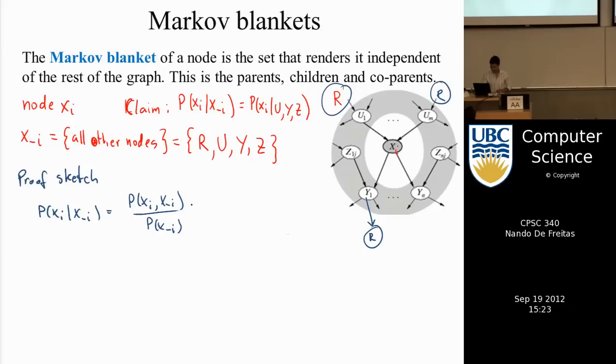Okay, so if we wanted to know the probability that xi is on or off, or both in fact, then we would first use the rule of conditioning, that p of a given b is just p of a and b divided by p of b. That's what we apply here. And next, we need to expand. So in particular, this is the probability of xi. And now I'm going to rewrite what x not i is. It's r, it's u, it's y, and it's z.